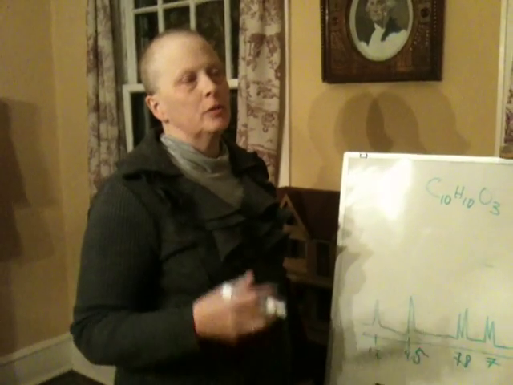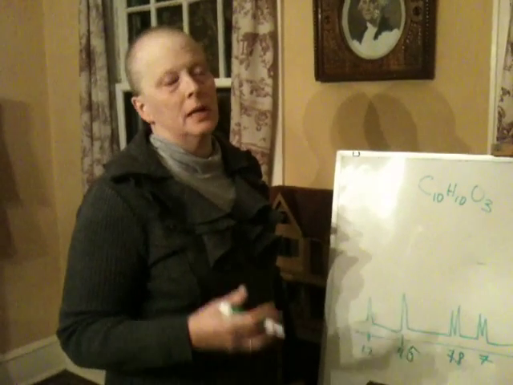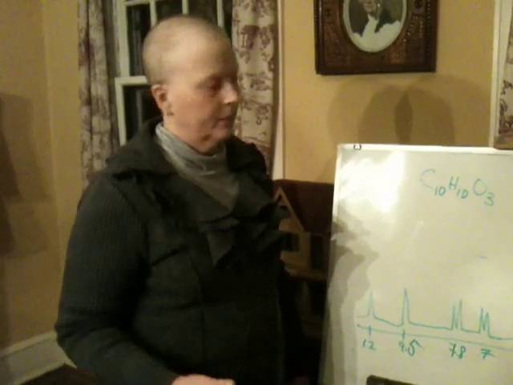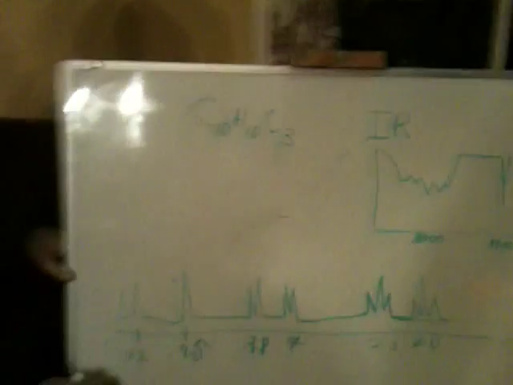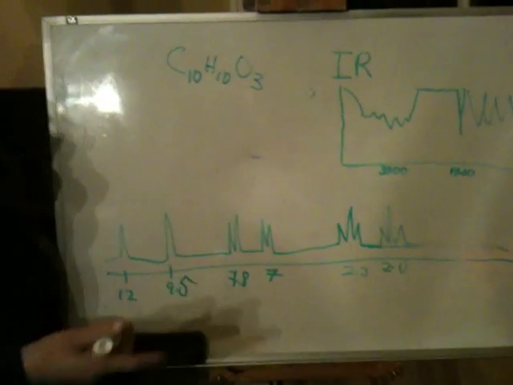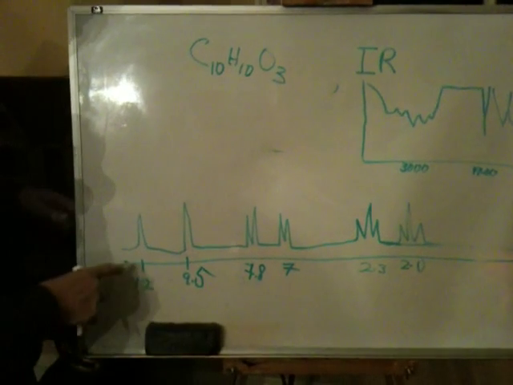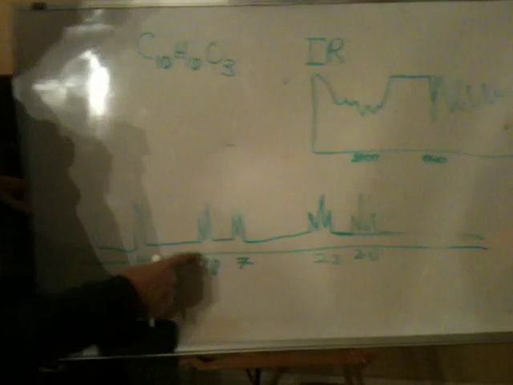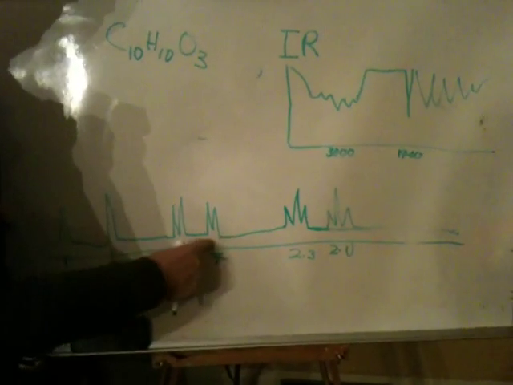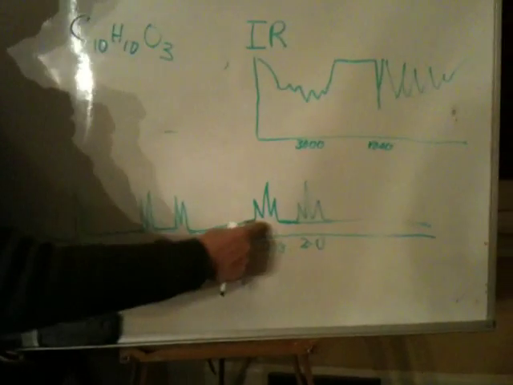As you do more problems, you start seeing reinforcements of patterns that you've already seen. Okay? And you get better and better at it. Now this compound is C10H10O3. This is its spectrum. Again, I'm kind of drawing it, but it's not that far removed from what it would really look like. A singlet at 12, a singlet at 9.5, a doublet at 7.8, a doublet at 7, 2 triplets in the 2 range.